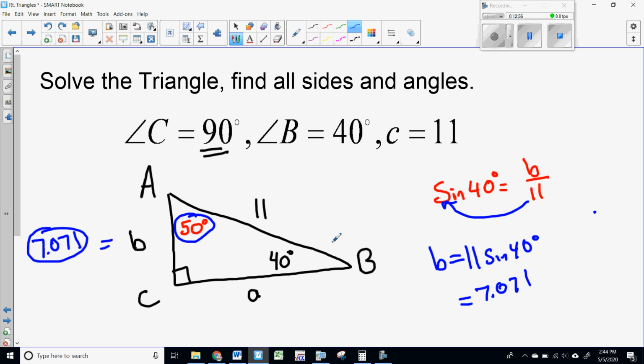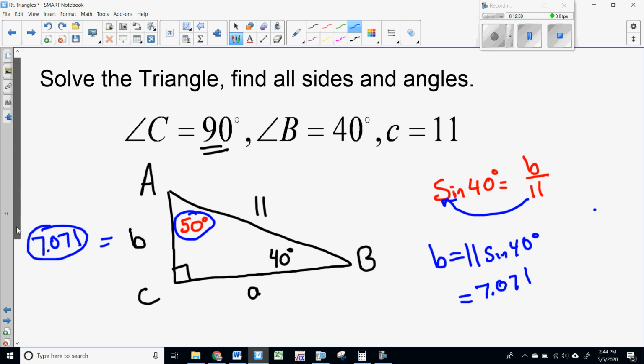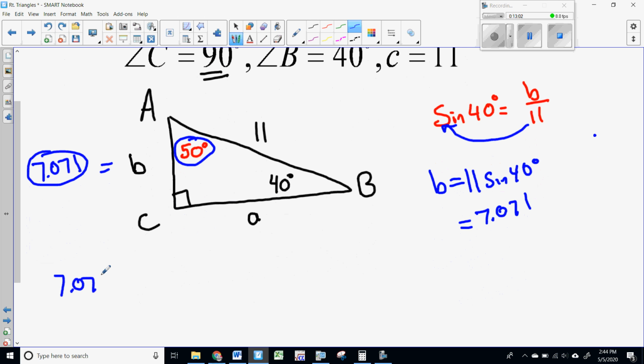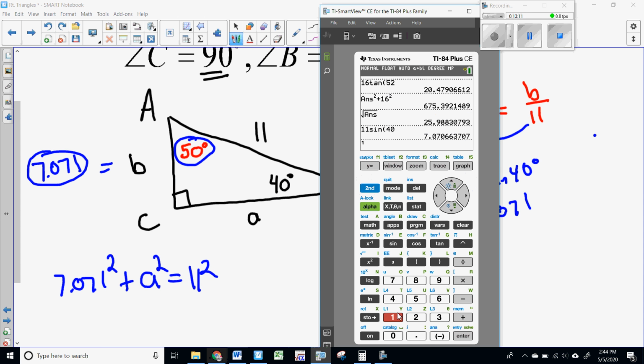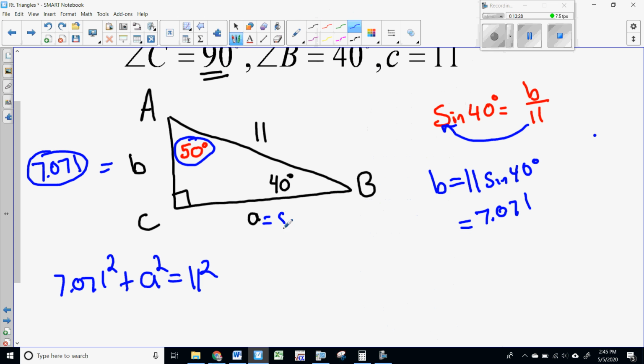And then finally, we could go back to do Pythagorean theorem to find A. We have 7.701 squared plus A squared equals 11 squared. So I go back to my calculator. 11 squared minus that answer squared. Take the square root of that. 8.427. So A is 8.427. So there I have solved my triangle. I have found all of the sides and all the angles.